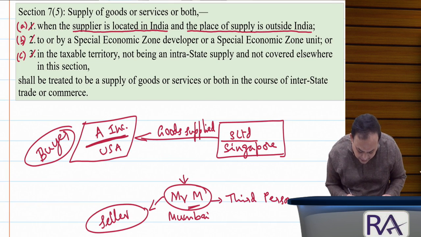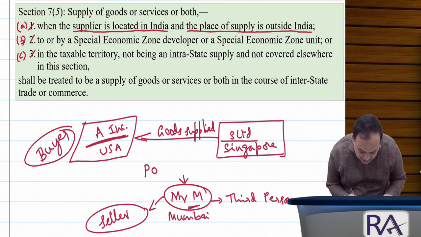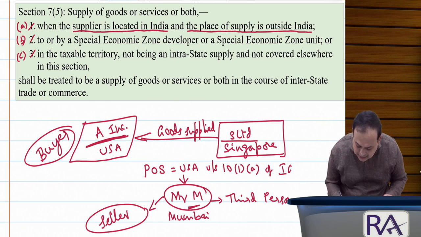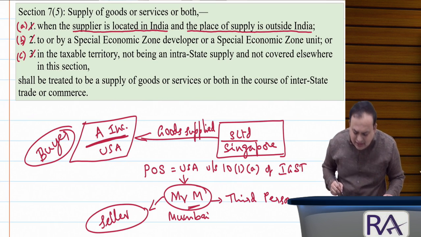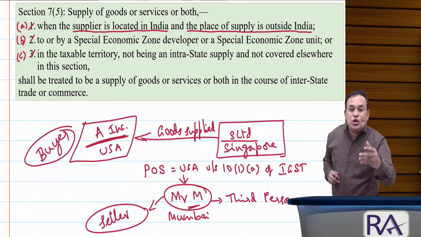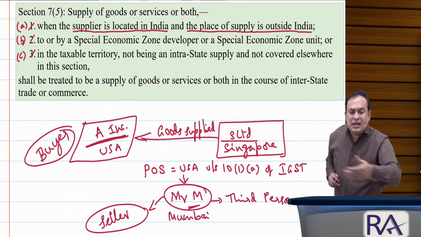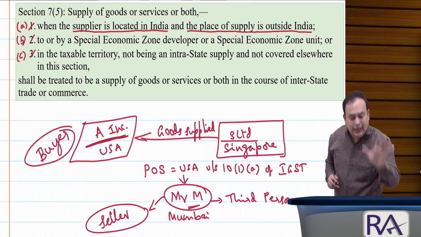Got the clarity? In that case, for Mr. M, what is the place of supply? The place of supply here is the USA, as referred under section 10 subsection 1 clause A of IGST. Why am I referring to section 10(1)(a)? Because it concerns movement of goods, where the place of supply is where the movement terminates, since it is not export of goods. Therefore, it is not section 11B. It is section 10 only.